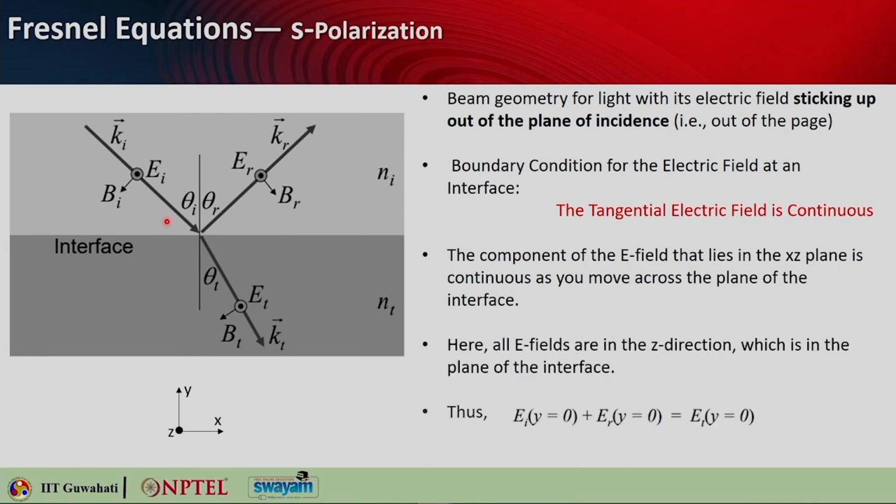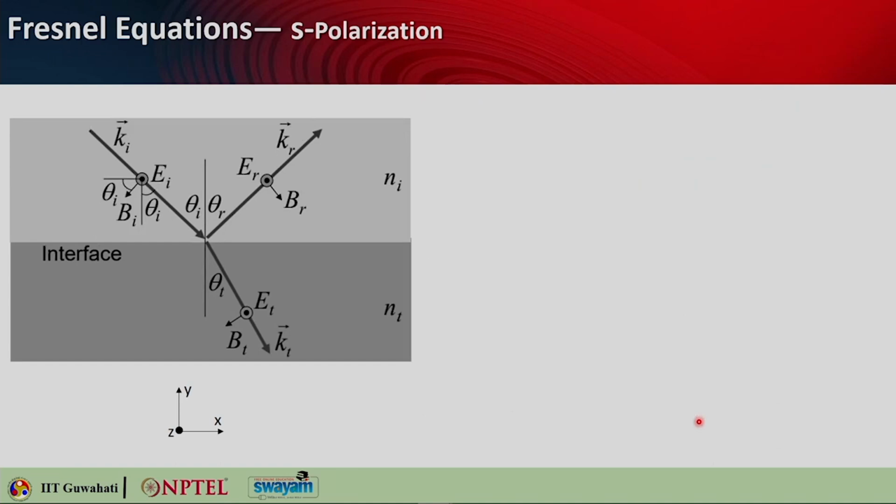Make sense? And here all these electric fields are only in the z direction. So, when you write at this particular interface, you can write E_I at y equals 0 plus E_R at y equals 0 will be equal to E_T at y equals 0. So, these are the two fields on one side of the interface, and this is the field on the other side of the interface. So, exactly at the boundary you can write that these two fields will add up and give you this field. Okay, understood? So, this is the boundary condition for electric field.